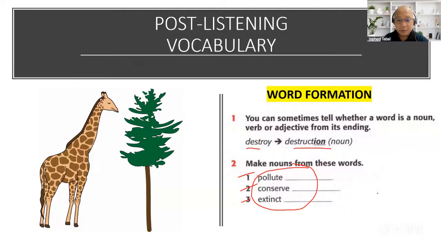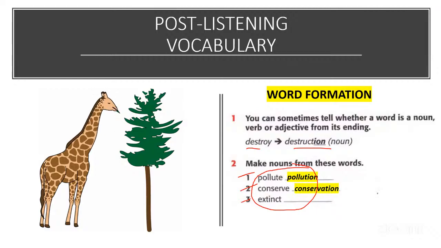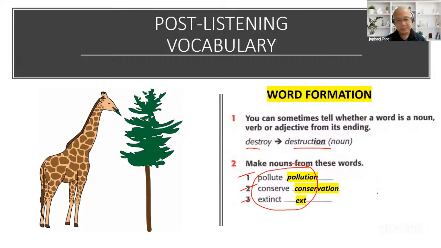All right, so okay, great. Okay, Kenneth, what's your answer number 1? What's the noun for pollute, Kenneth? Tom, what's your answer number 1, Tom? Pollute. Yes, number 1 is pollution. Number 2 is conservation. Number 3 is extinction. Very good. That's great.